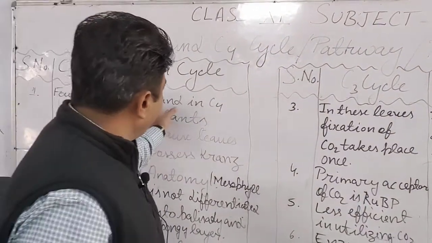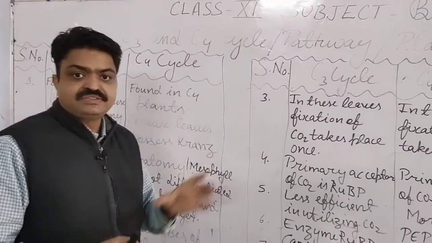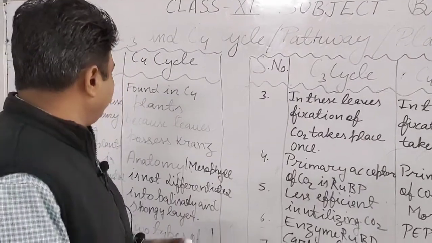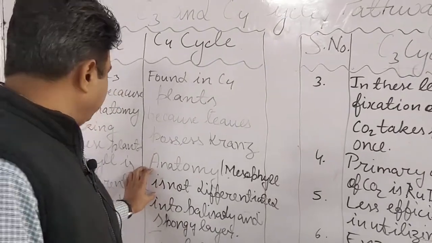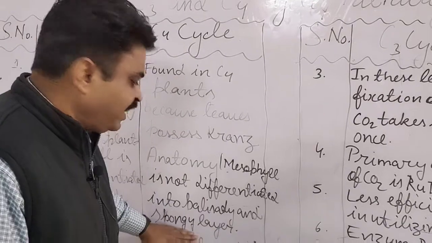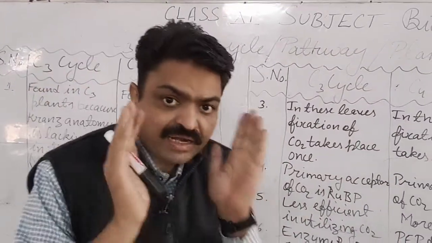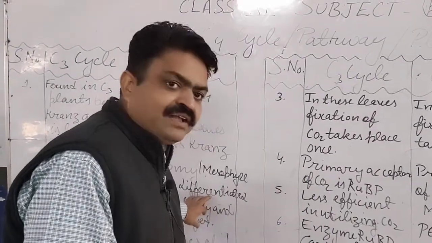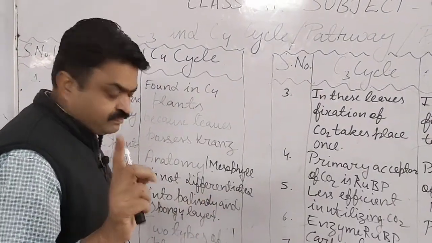But the C4 cycle is found in C4 plants, and they have Kranz anatomy. Their mesophyll is not differentiated into palisade and spongy layers, and the vascular bundle is directly found in them, without the layers that are found in C3 plant leaves.